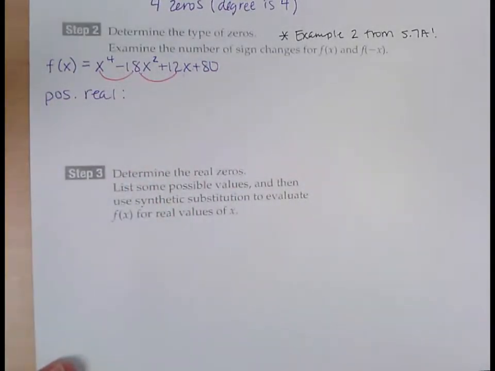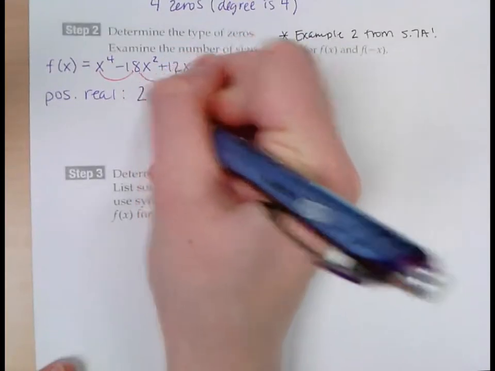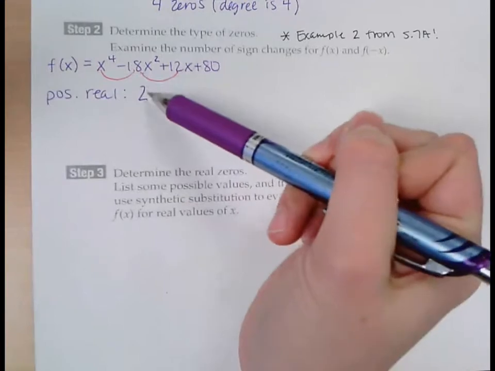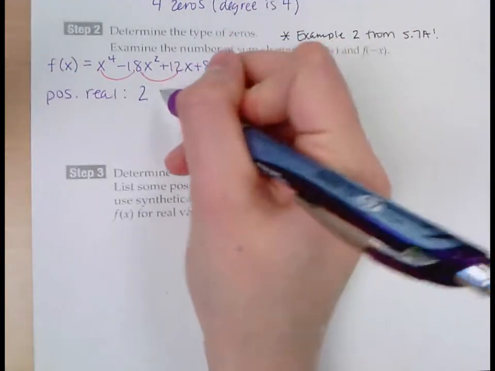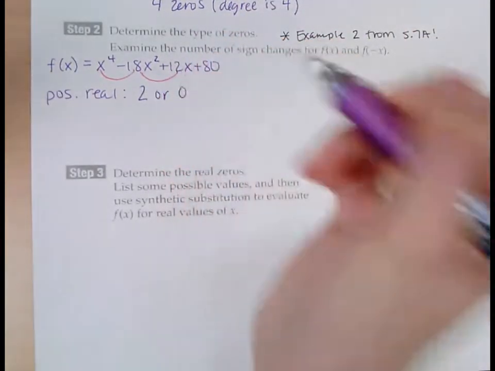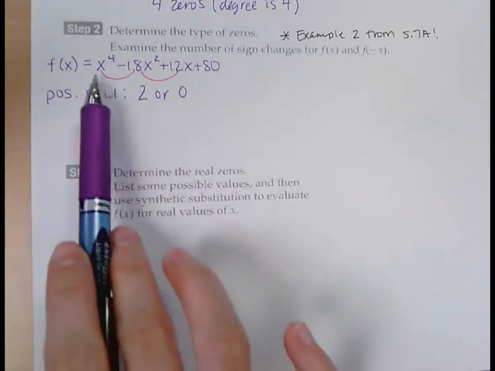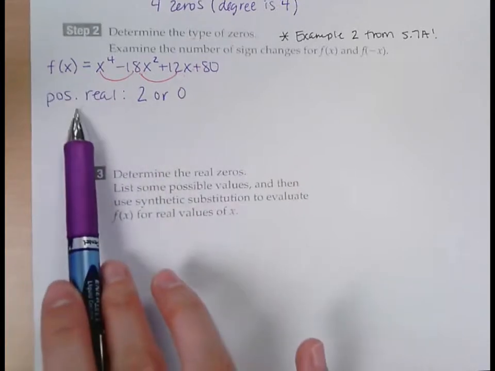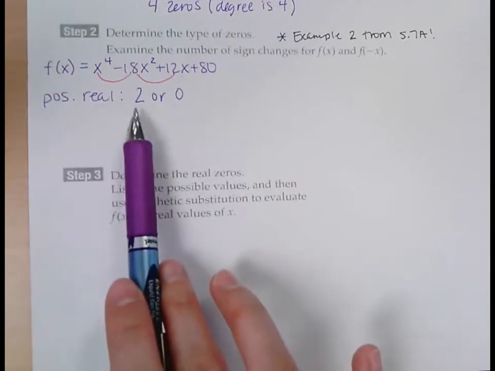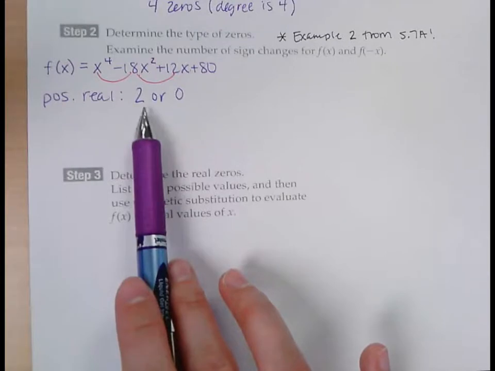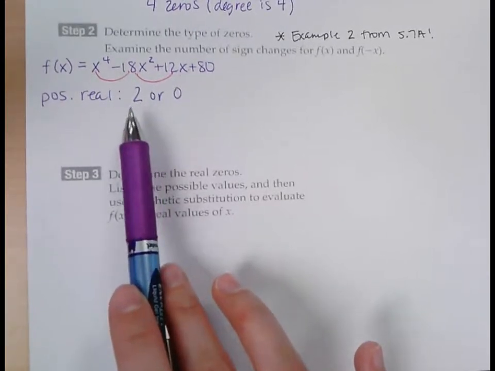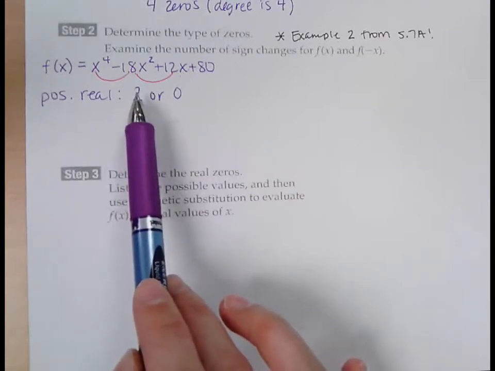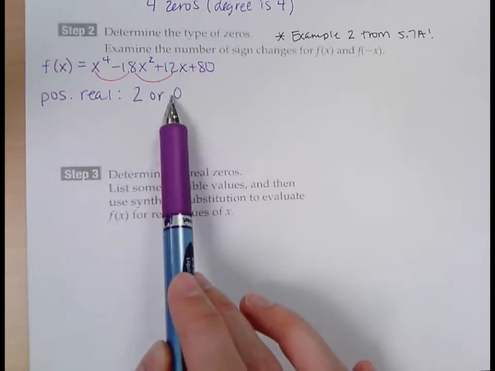So I could possibly have two positive real zeros, or I could have, and I'll write this and then explain why, or I could have none at all. So the number of sign changes is the highest possible number of positive real zeros I could have. That number then could also be less than this by 2. It says in the rule less than this by an even number. So I could have 2, or I could have 2 less than that, which would be 0.